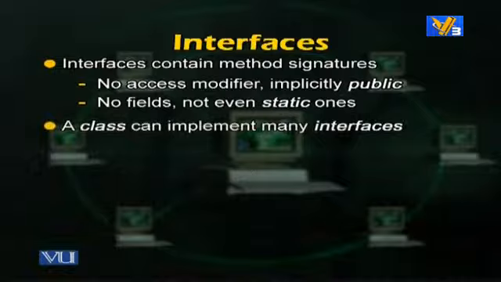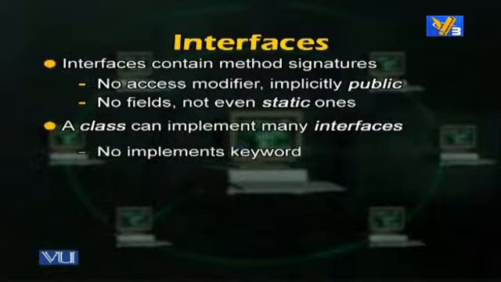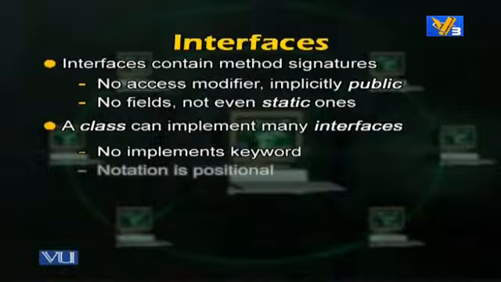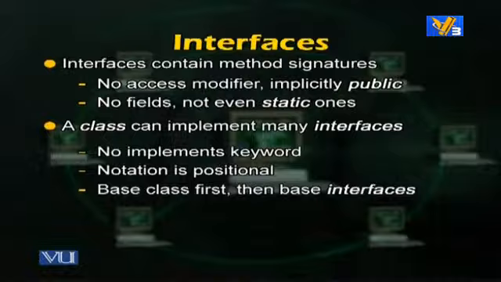So a class can implement many interfaces. The important thing to note here is that there is no implements keyword. جب ہم انٹرفیسز کو امپلیمنٹ کرتے ہیں جاوا میں تو ہم امپلیمنٹس کا کی ورڈ یوز کرتے ہیں. یہاں پر there is no implements keyword because that is thought to be redundant. And the notation is positional. How do we do that? We say base class is the first class that is used and the rest are base interfaces that are implemented in this class. Here is this example.